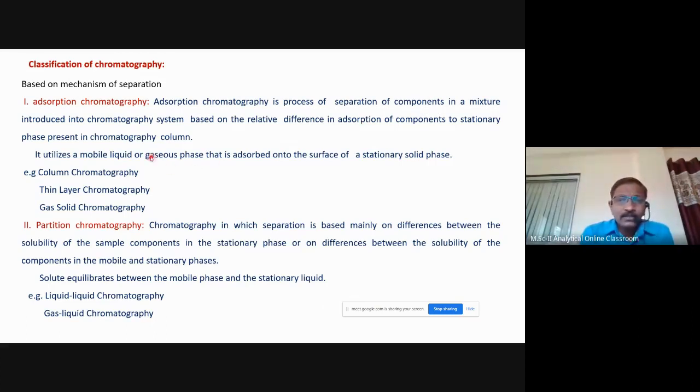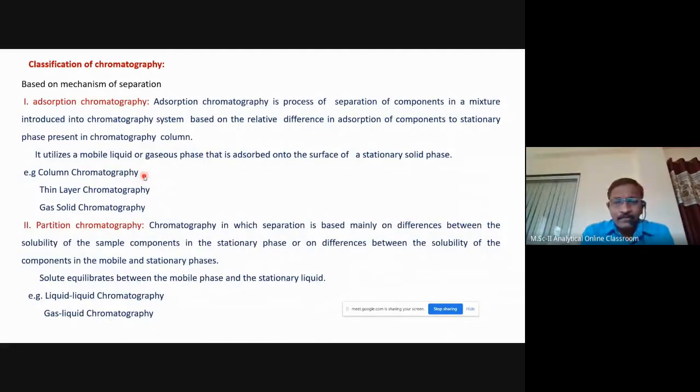So here, in this case, generally we use a liquid or gas phase as the mobile phase, that is adsorbed onto the surface of the stationary solid phase. So in that case, examples are column chromatography, thin layer chromatography, gas solid chromatography. Already you have learned TLC as well as column chromatography in detail at UG as well as PG first year.